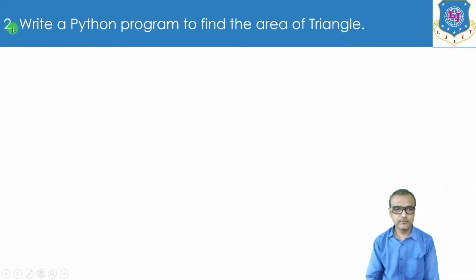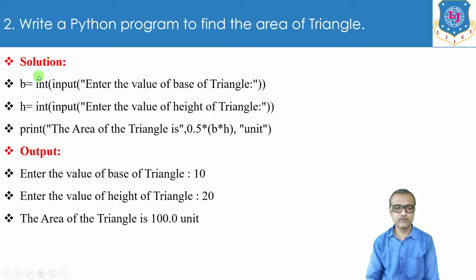Now we will see program number 2, that is write a Python program to find the area of a triangle. Now what is the formula to find out the area of a triangle? That is half into base into altitude or height. So to find out the area of a triangle, we require base and height. We'll just multiply base and height, and then we'll divide the result by 2. See, here is the solution.